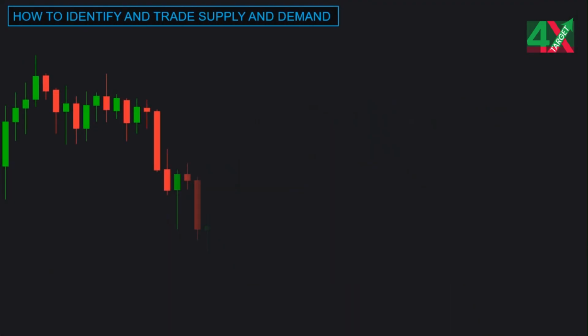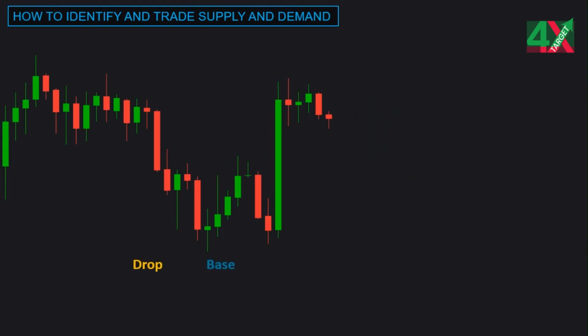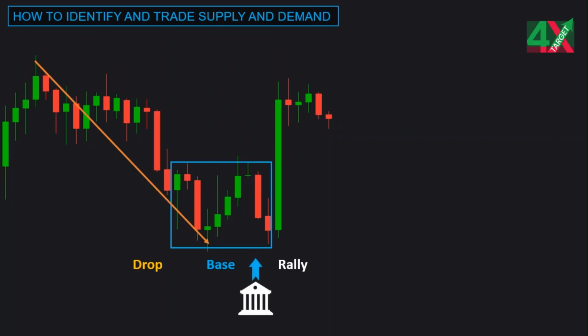Now that you know what supply and demand zones are and why they work, let's move on to identifying and trading them, using real chart examples. For a demand zone, look for a drop base rally. A drop in price, showing strong selling pressure. This is followed by a brief pause or consolidation, the base, where large buyers quietly place their orders. Once those buy orders start filling, price surges upward in a strong rally, signaling that demand has taken control.